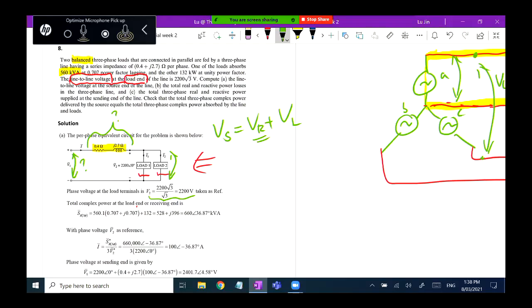This part, of course, is magnitude 20. Its angle may be just 30 degrees negative. We don't worry about that. So we just need to work out this thing, and then we should be able to work out what the sending end voltage is.